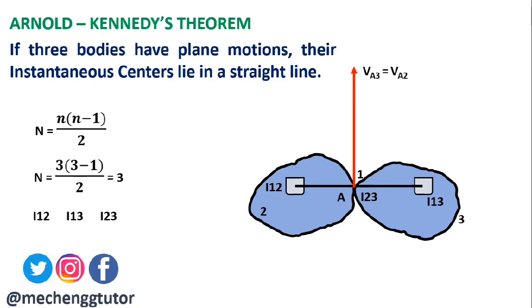So it can be stated that VA2 will be equal to VA3 and the relative velocity will be 0 if the directions are the same. Here if this direction is the same, the relative velocity will be 0. This will be possible only when this point A and this I23 lie on this link 1. Thus we can say I12, I23 and I13 will lie in a straight line, and that is what Kennedy's theorem states. If three bodies have plane motion, their instantaneous centers lie in a straight line. Thus here we have proved Kennedy's theorem, also known as Arnold-Kennedy's theorem.